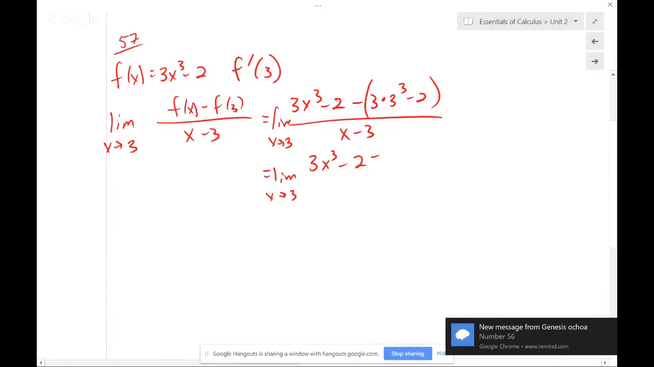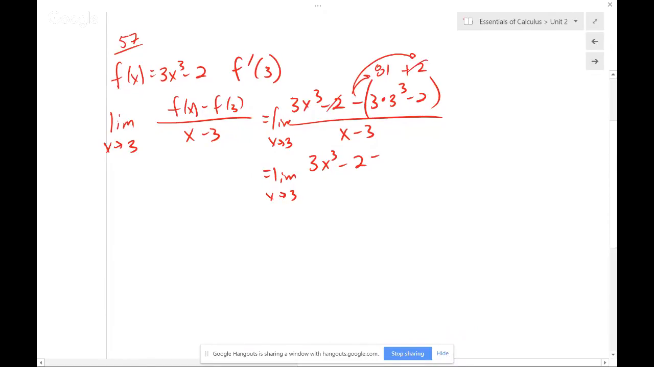Okay, so this is going to be 81 right here, and this is going to be plus 2, right, when I put this in here. So these 2's are going to be gone, and then I'm going to get minus 81 over x minus 3. Then I'm going to simplify that a little bit more. I'm going to factor out a 3, and that's going to be 27.